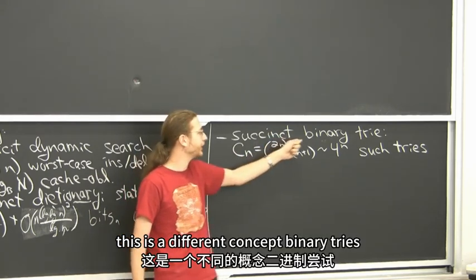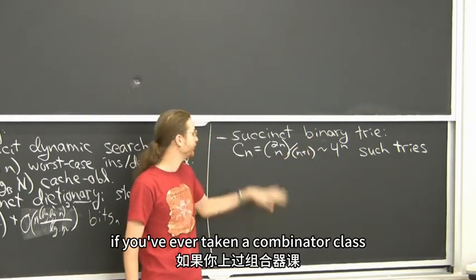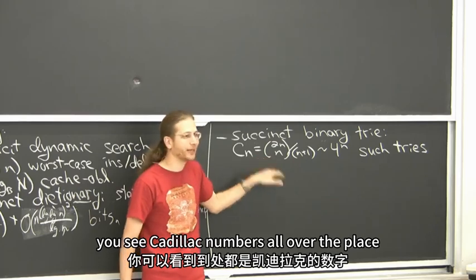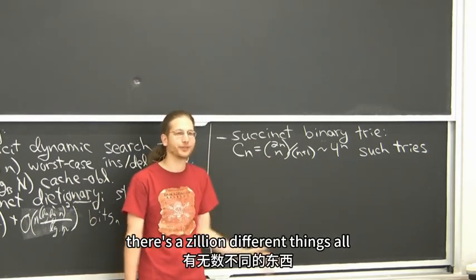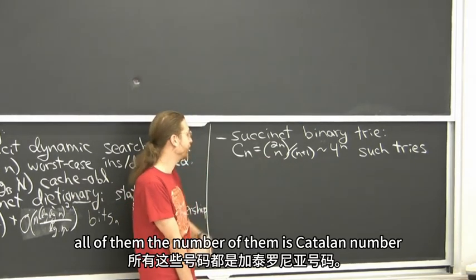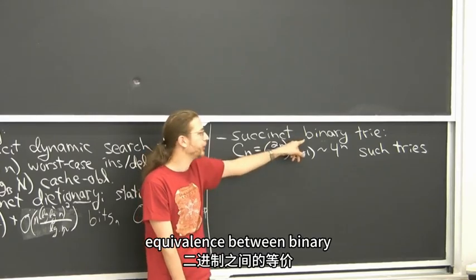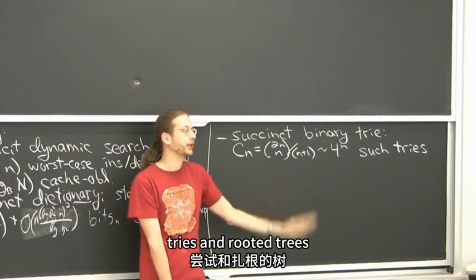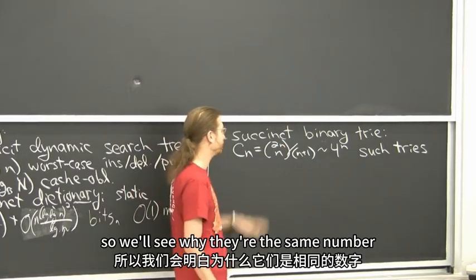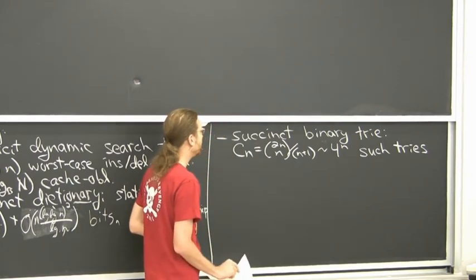This is a different concept, binary tries. If you've ever taken a combinatorics class, you see Catalan numbers all over the place. There's a zillion different things, and the number of all of them is a Catalan number. And we will actually use that equivalence between binary tries and rooted trees at the end of today's lecture. So we'll see why they're the same number.